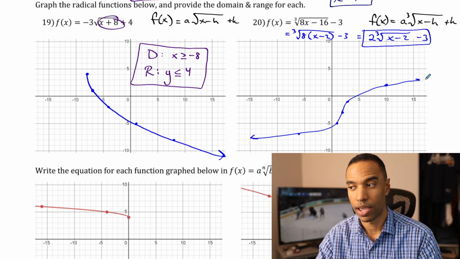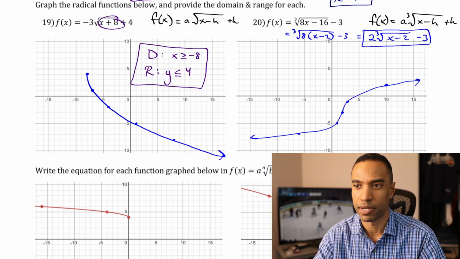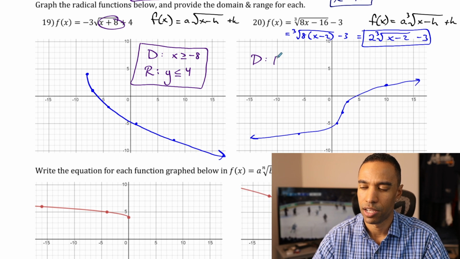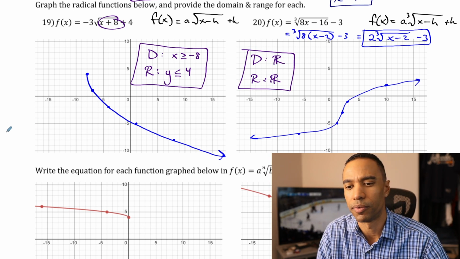Now, a cube root does not have a limit on domain or range. It goes forever left and right. It goes forever up and down. Even though it goes more sharply left and right than it goes up and down, the domain here is all real numbers. The range here is all real numbers. It's everything. Normally, I haven't asked my students about providing domain and range for cube roots, just square roots here.